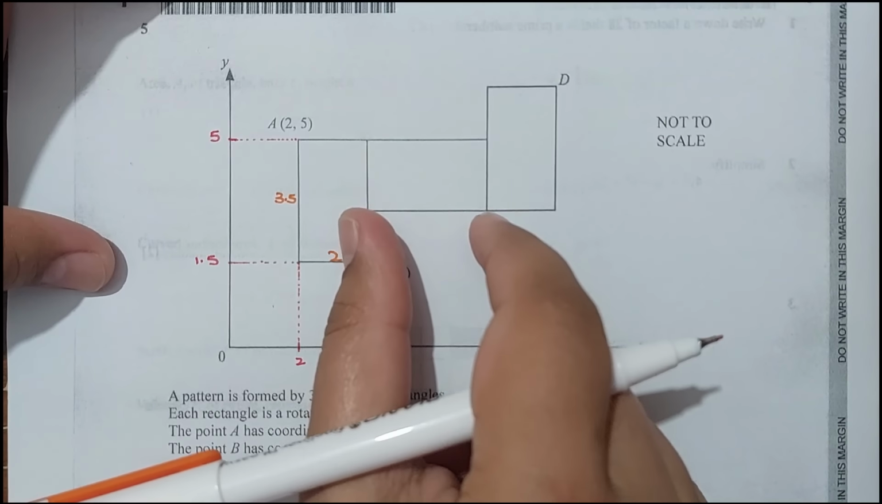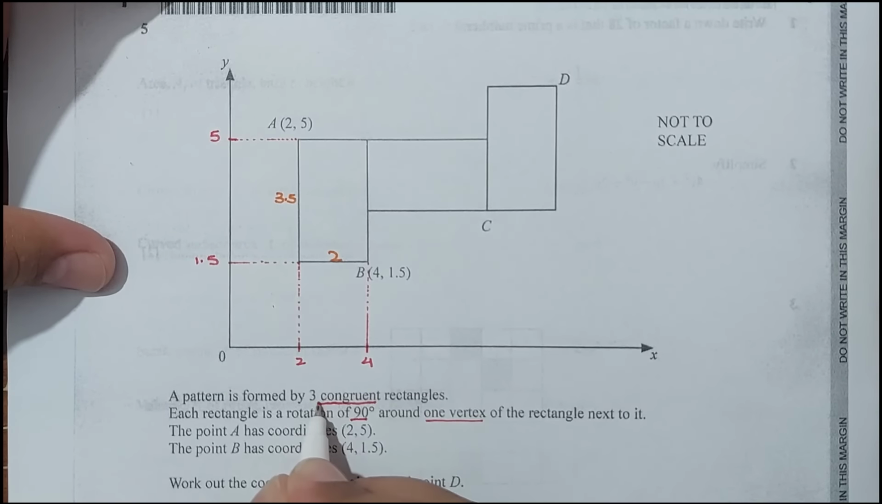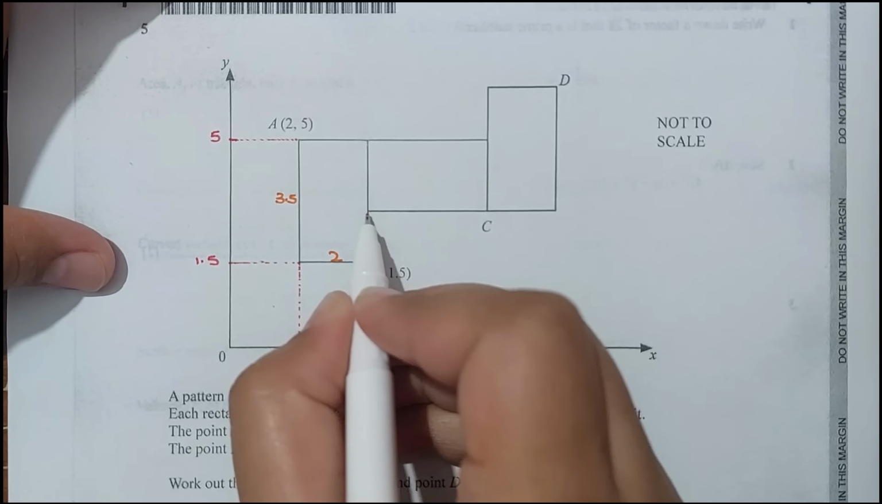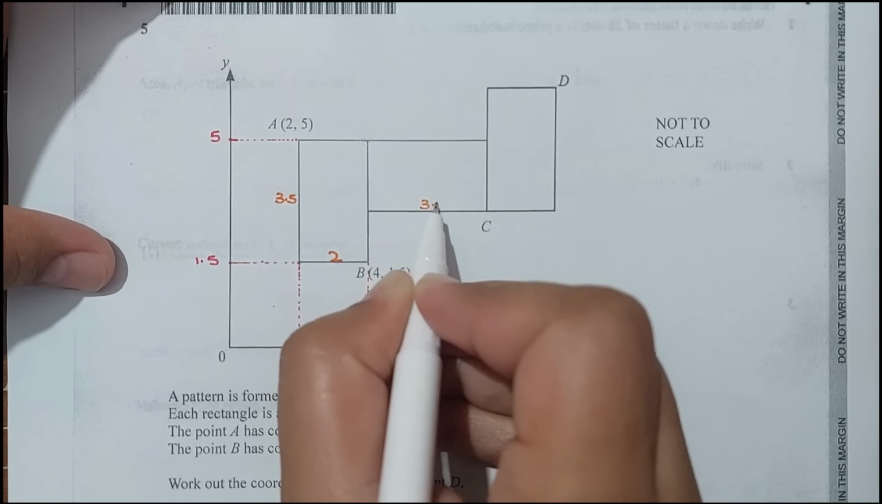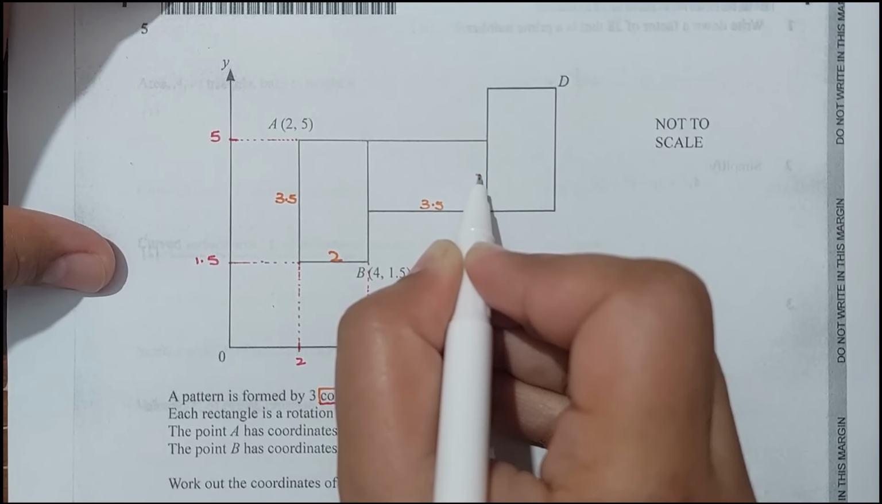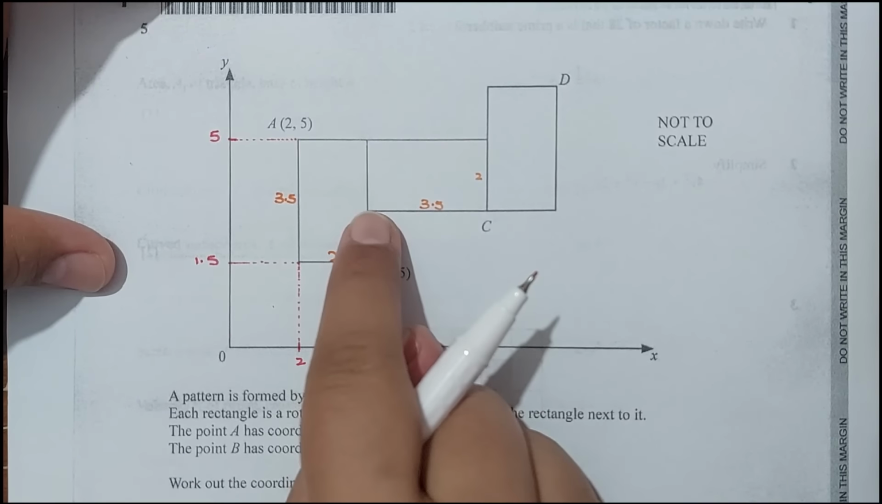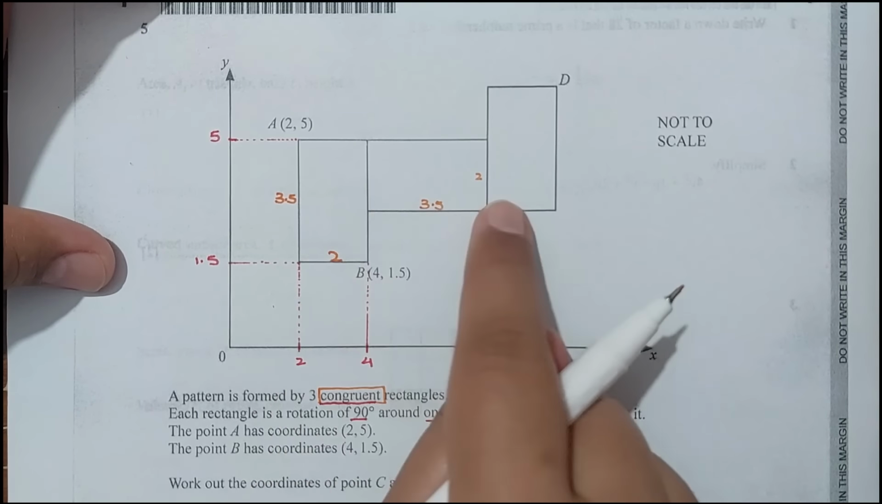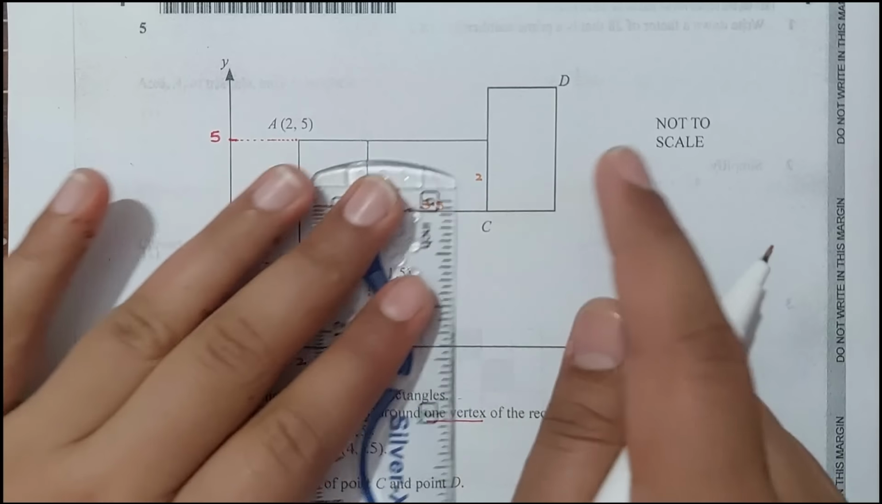All right, so for C, since these are congruent rectangles, they have the same side lengths, so this length is also 3.5 and this length is also 2. All right, so if this length is 3.5, from this point to this point the length is 3.5.